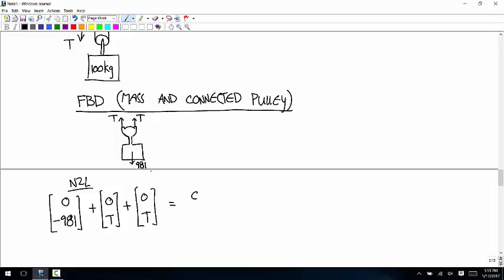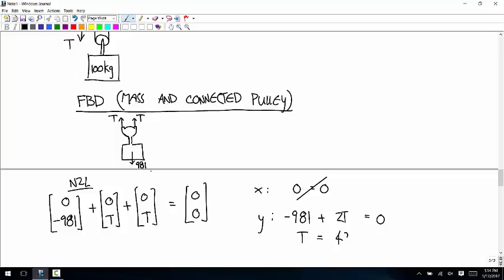And all that's equal to 0. We're assuming that this isn't accelerating. So we get two equations. The first one says 0 equals 0, so that doesn't help. But the second one says negative 981 plus 2t is equal to 0. And so t is equal to 490.5 newtons.